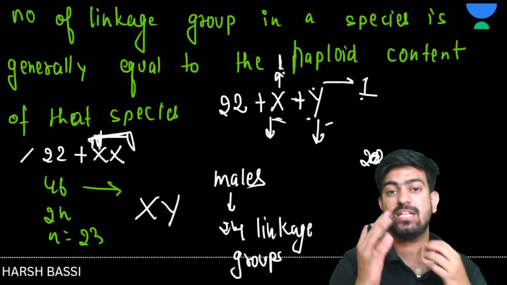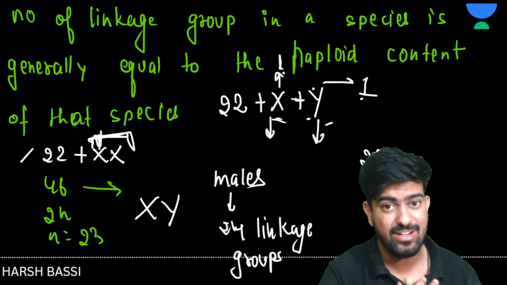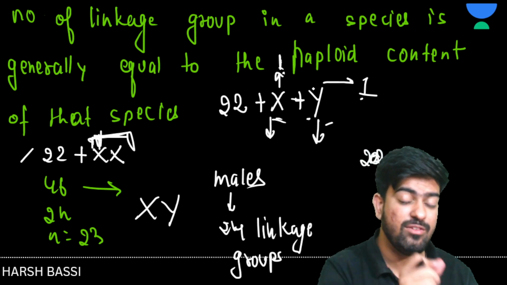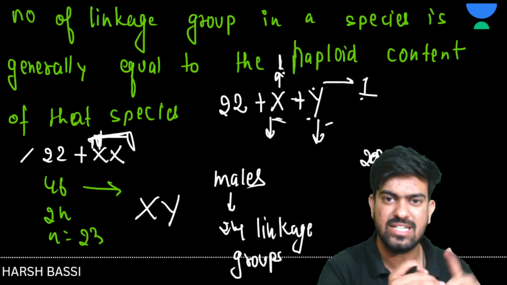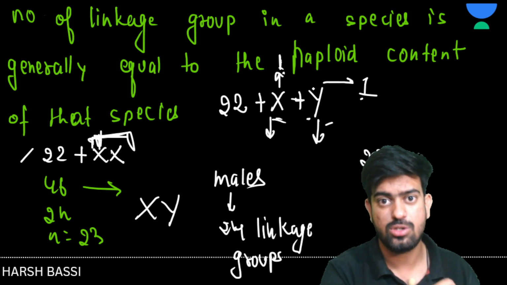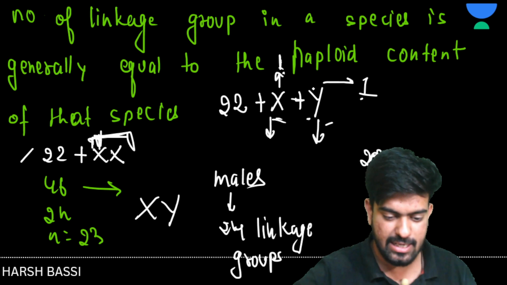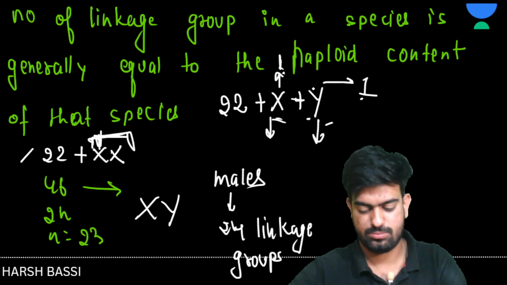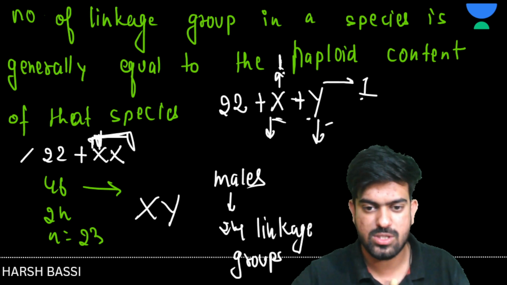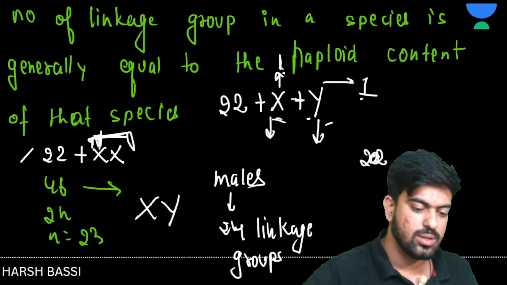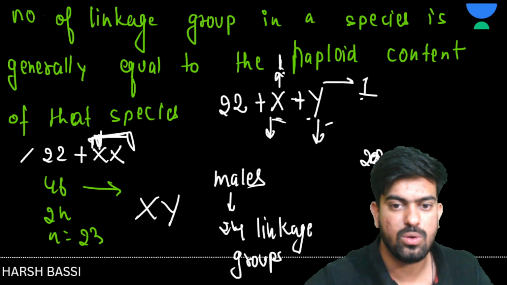In males, X is not having a pair and Y is not having a pair. X and Y are not a pair. If X and Y would have been the same, then we would have considered it as one linkage group. But X is different and Y is different, so both are different linkage groups. Clear? Any doubts? Any doubts in the comment section? Let me know. No doubts? Okay.